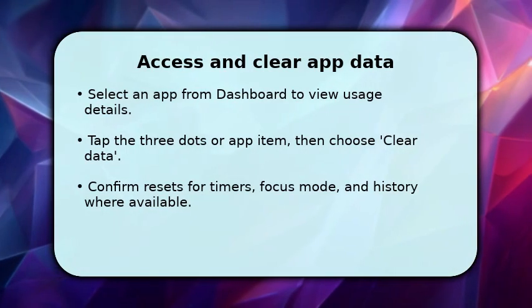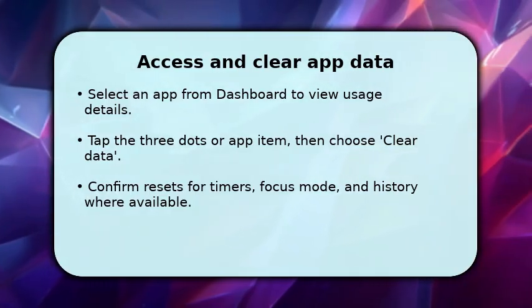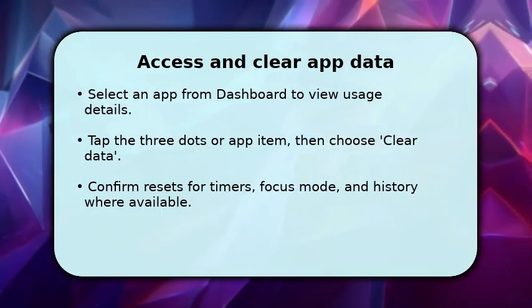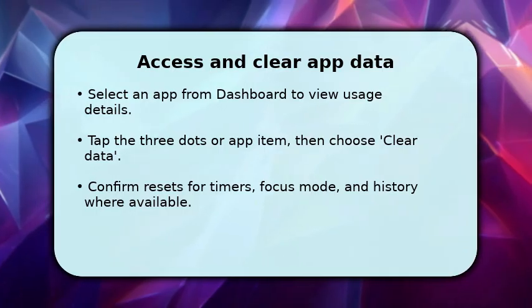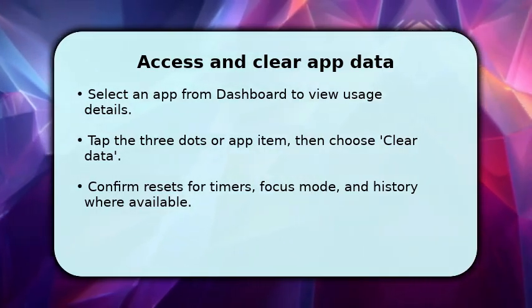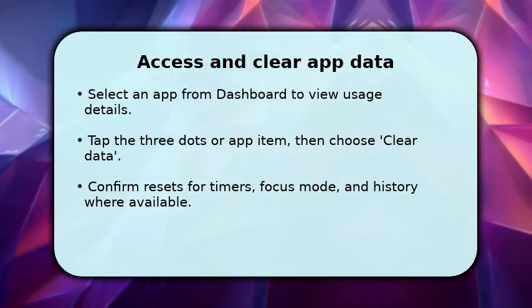Once you've opened the dashboard, pick the app whose digital well-being data you want to reset. Tap the app entry, then the three-dot menu or the clear data option shown for that app. You will be prompted to confirm removing timers, focus session history, and usage records, but only after checking what will be erased. This targeted approach avoids wiping unrelated settings.